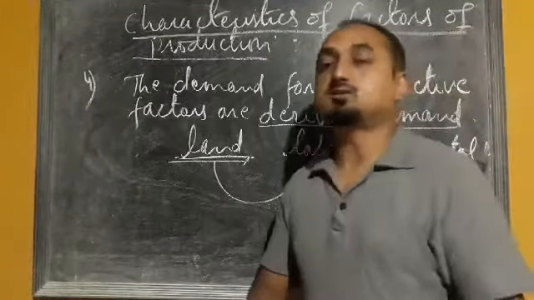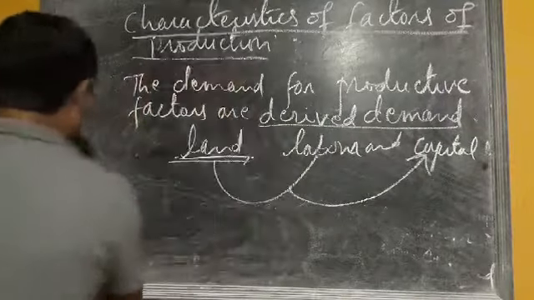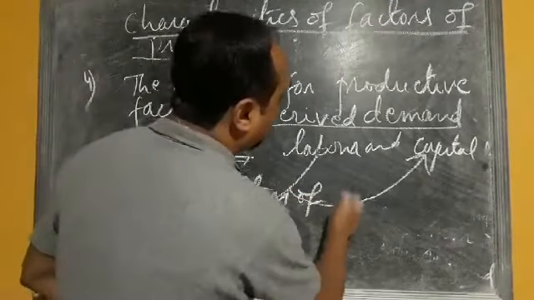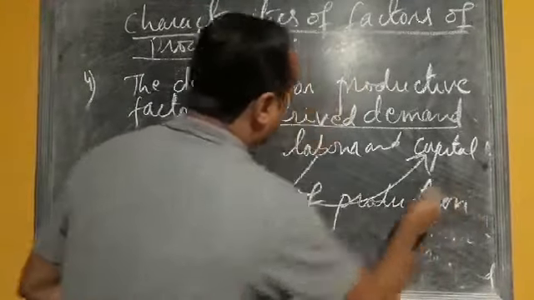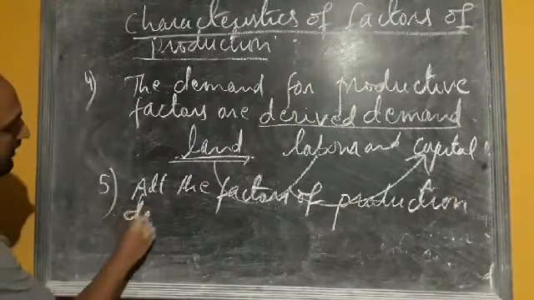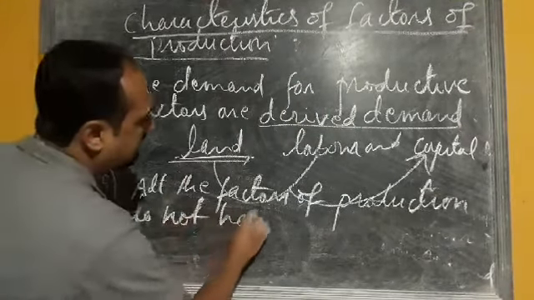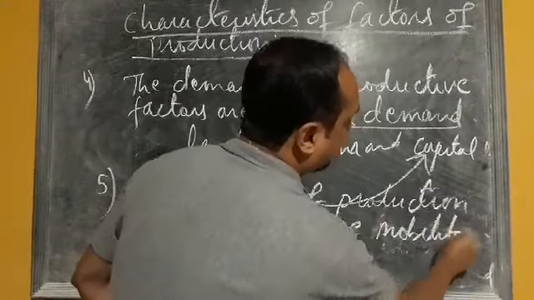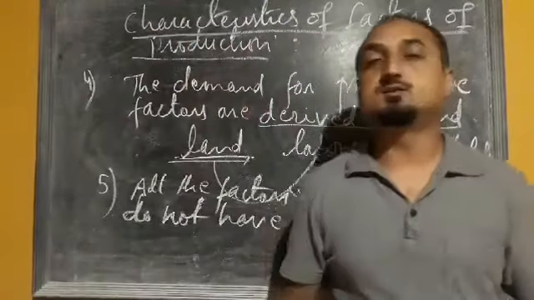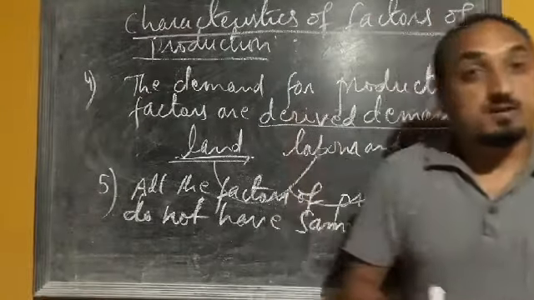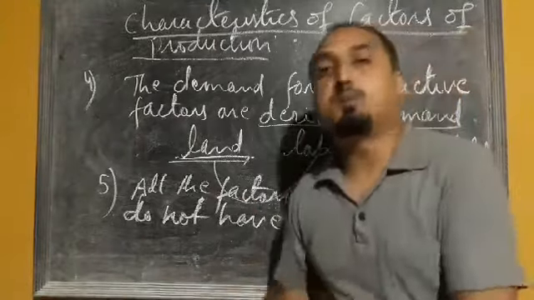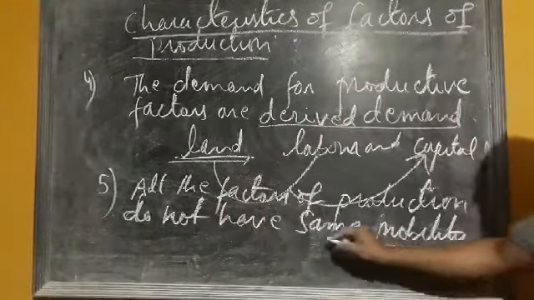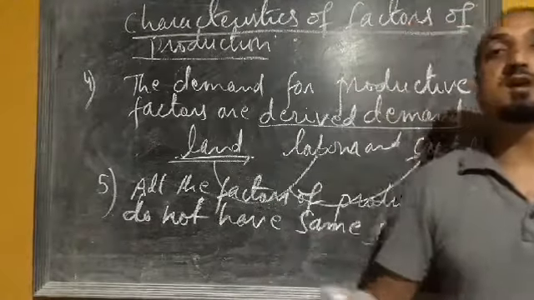Now next we have, point number 5, all the factors of production do not have the same mobility. Okay, so here you have to understand the concept of mobility. Mobility means the factors of production that can be easily shifted from one place to another place, or the factors of production that can be easily employed from one job to another job. So that concept is called mobility. Okay, so all the factors of production are not equally mobile.